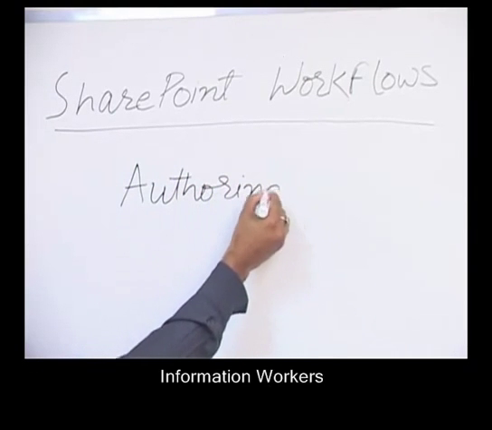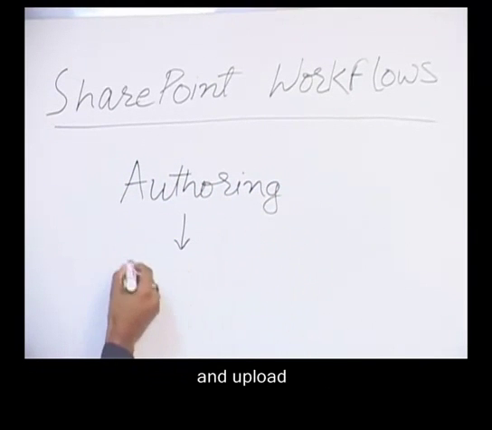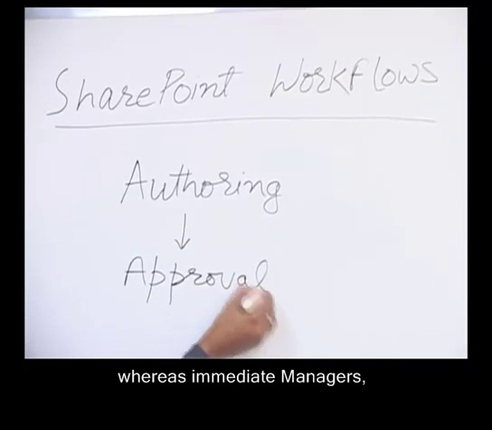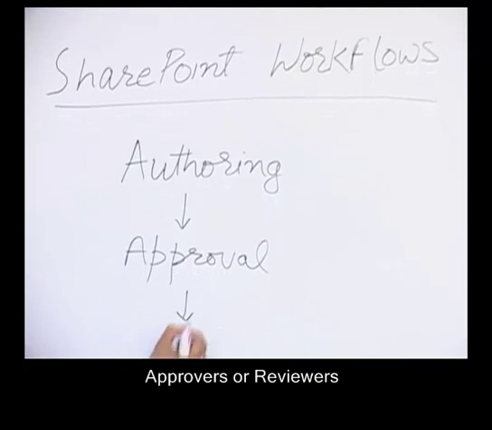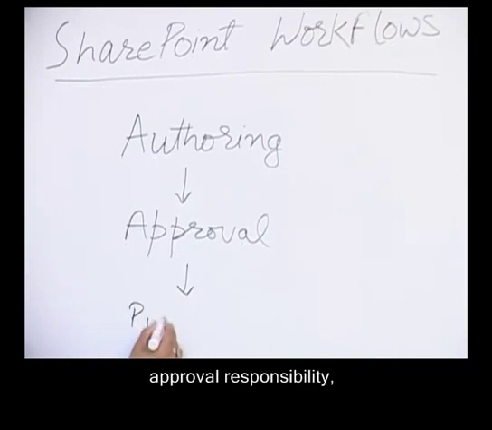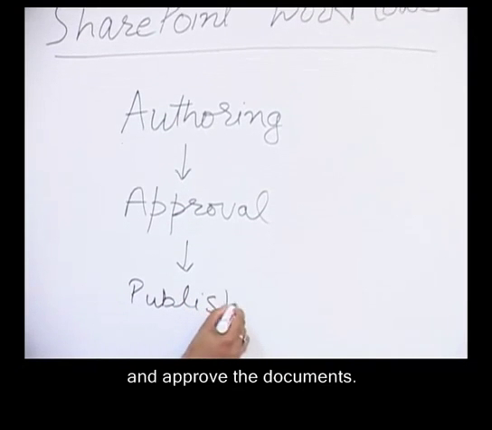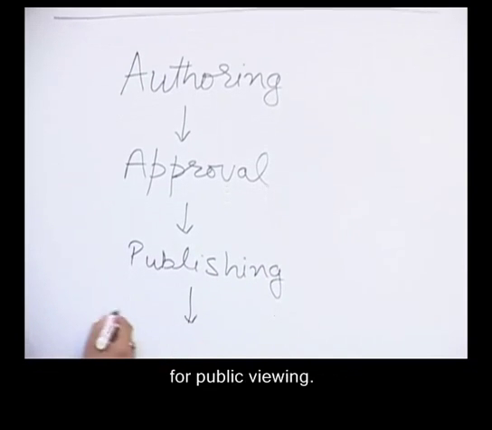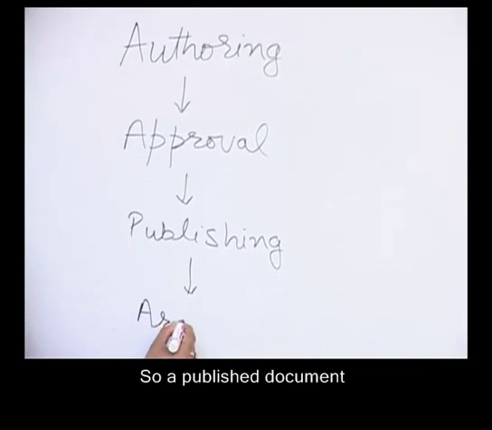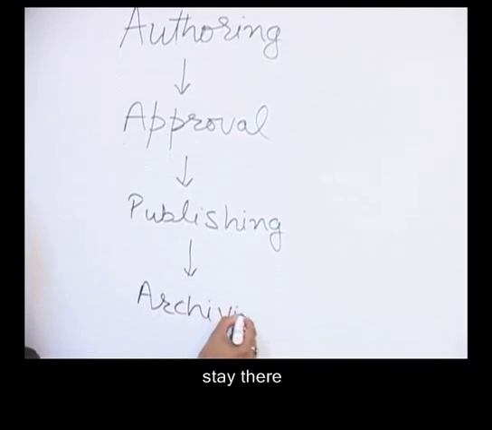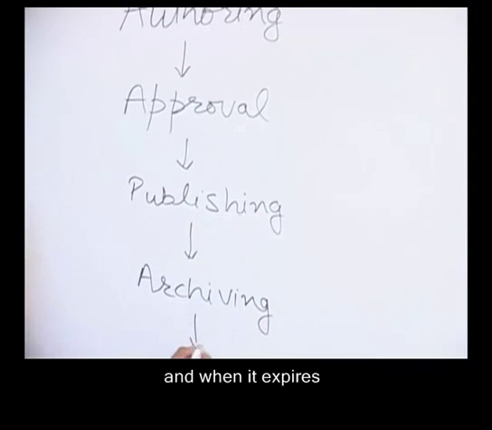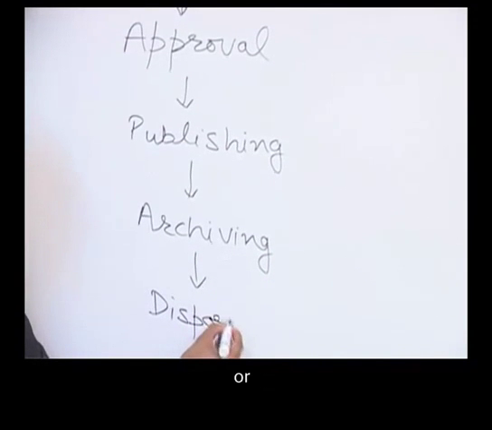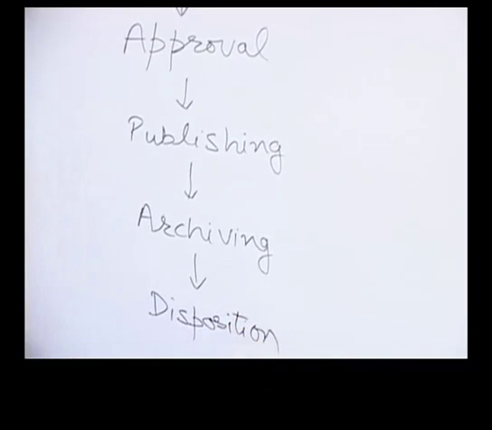Information workers author their documents and upload them to the SharePoint repository, whereas immediate managers, approvers or reviewers assigned with approval responsibility review the document and approve it. Once a document is approved, it is published for public viewing. A published document stays there for public viewing for a while, and when it expires, the document moves to archive or maybe is dispositioned after a while.